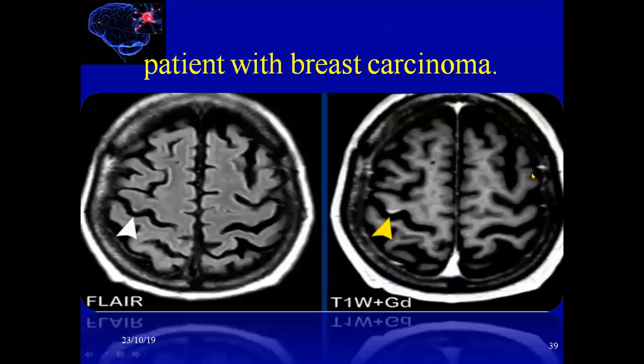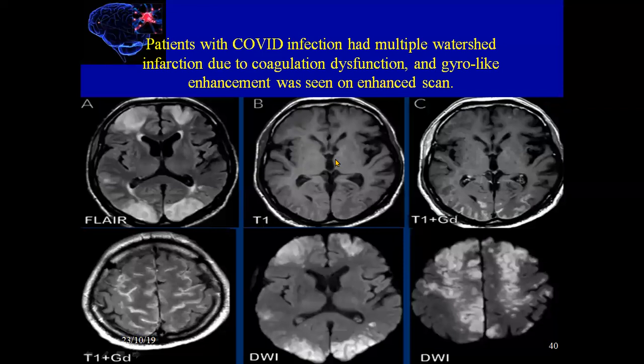Here is one patient with breast carcinoma whose brain MRI shows gyral enhancement, which was actually found to be ischemia, not related to the breast cancer. Here is a patient with COVID. We know that COVID infection sometimes progresses to infarction in the brain due to coagulation dysfunction. Here it shows a gyral enhancement in the brain.